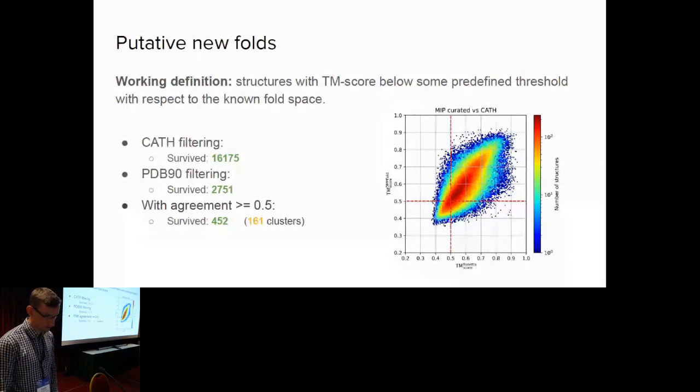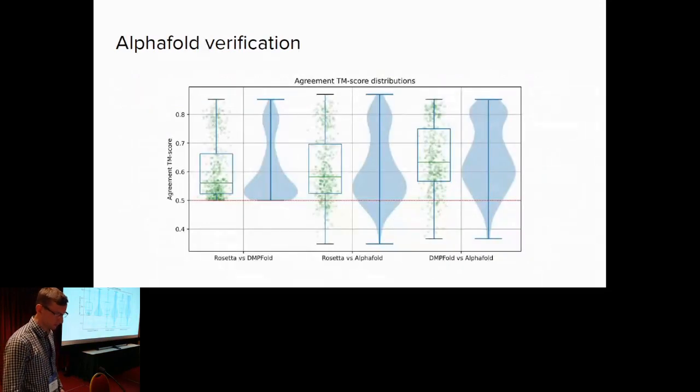As a final criterion, we also wanted to have predictions that agree with each other. So the agreement between the Rosetta and DMP-Fold predictions should be higher than or equal to 0.5. We got 452 structures of this kind, which we then clustered structurally into 161 putative novel fold clusters. And we also did AlphaFold verification.